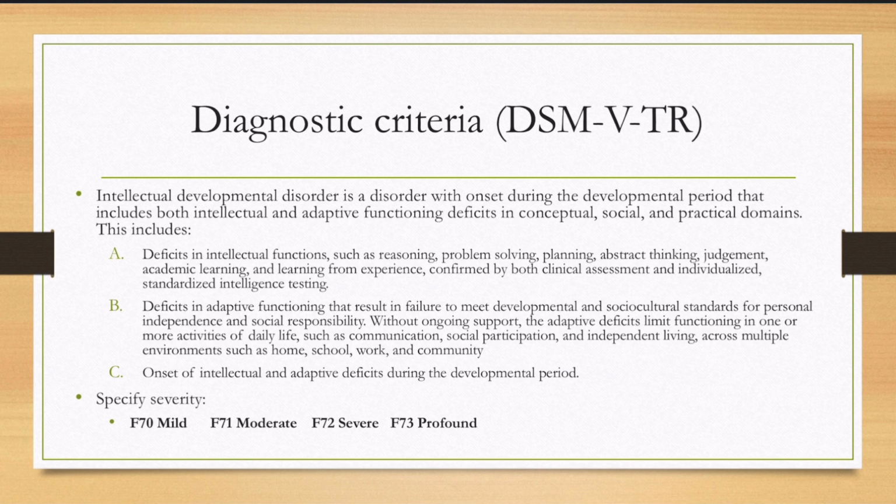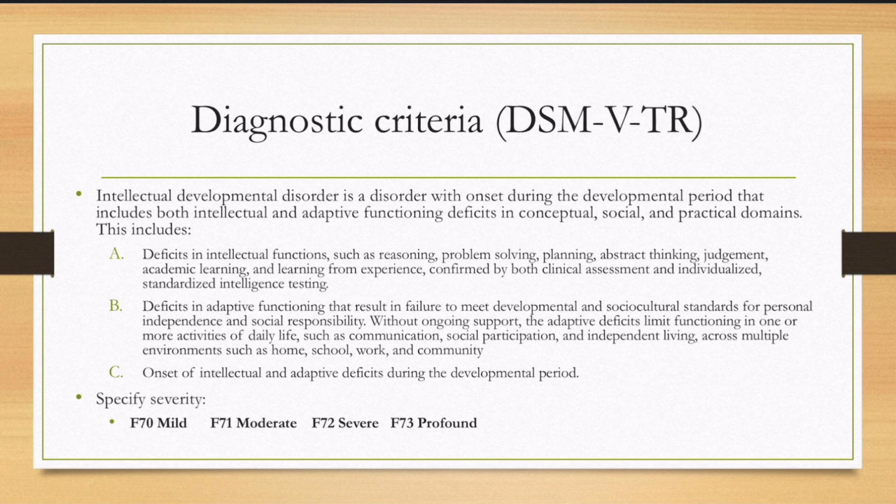The DSM categorizes this disorder with 3 different criteria, all of which must be met. It's important to note that for the first criteria, the intellectual deficits have to be confirmed both by clinical assessment and individualized standardized intelligence testing. So in addition to utilizing these standardized testing tools, it's important that there's also a clinical assessment done that can encompass more testing of adaptive functioning, as well as the background and history of the individual.